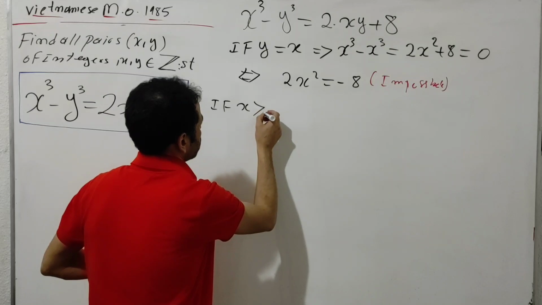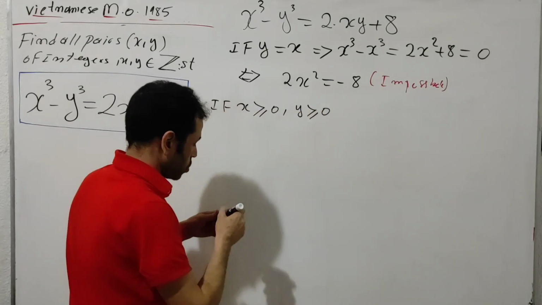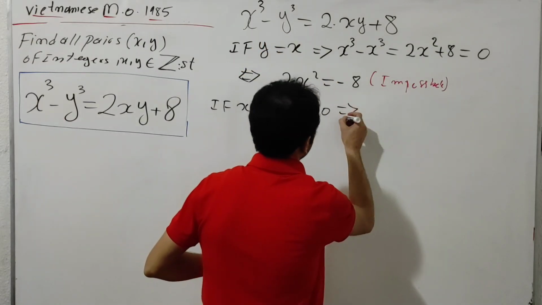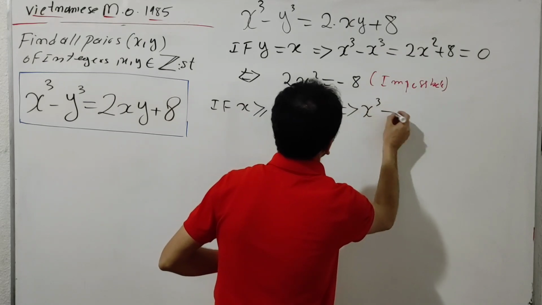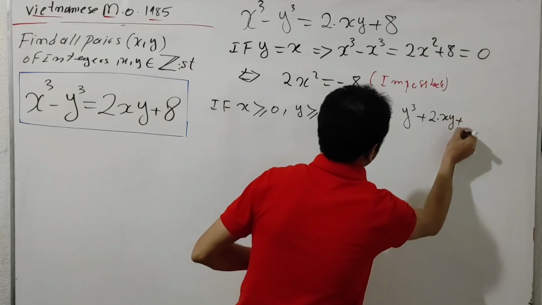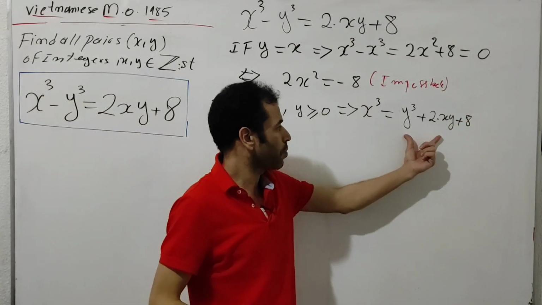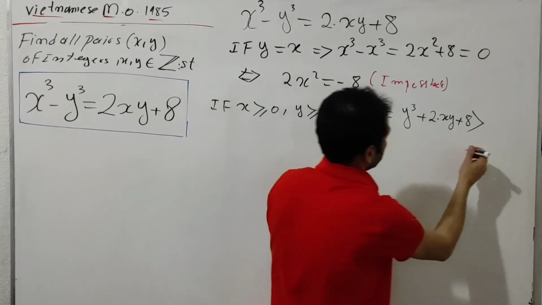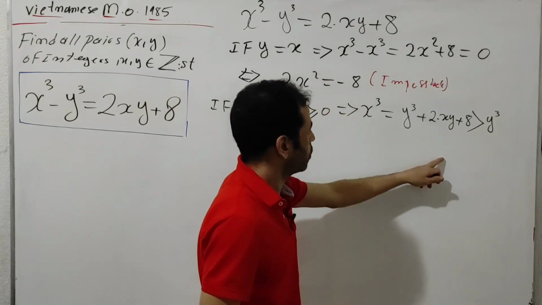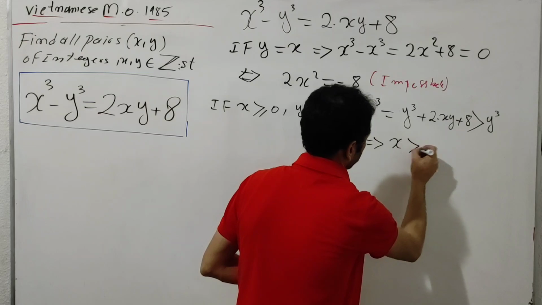Okay, if x is superior or equal to 0 and y is superior or equal to 0, clearly I'm going to take this term to the right hand side of this equation. I will have x cubed equals y cubed plus 2 times xy plus 8. Since all the terms are positive, the whole term is strictly superior to y cubed. So this one is telling us x is strictly superior to y.